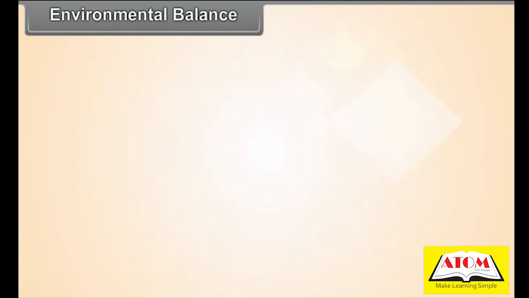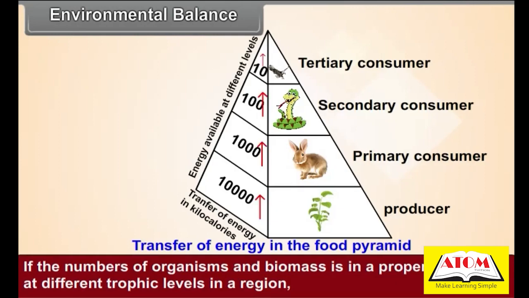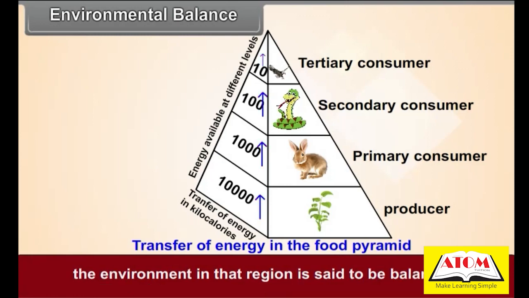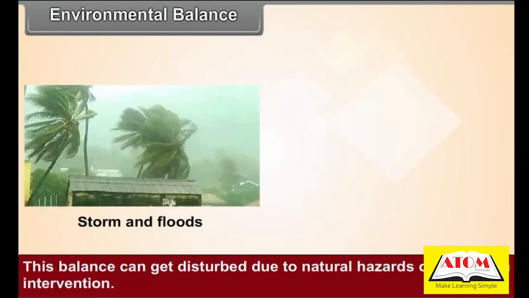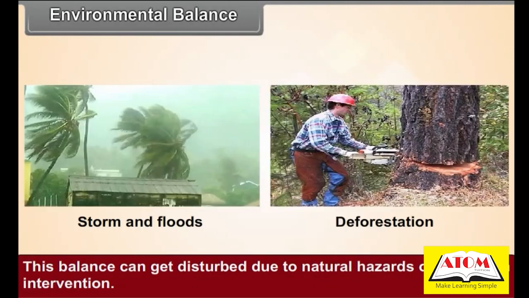Environmental balance. If the number of organisms and biomass is in the proper proportion at different trophic levels in a region, the environment in that region is said to be balanced. This balance can get disturbed due to natural hazards or by human intervention.